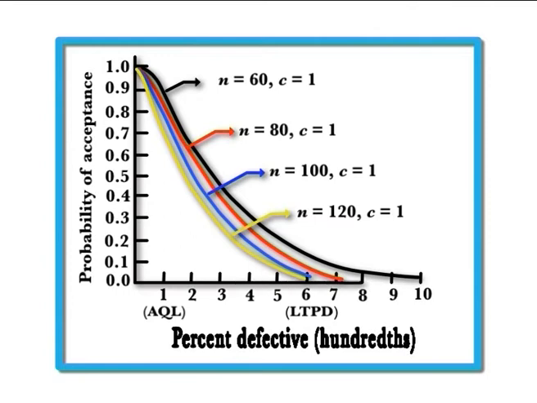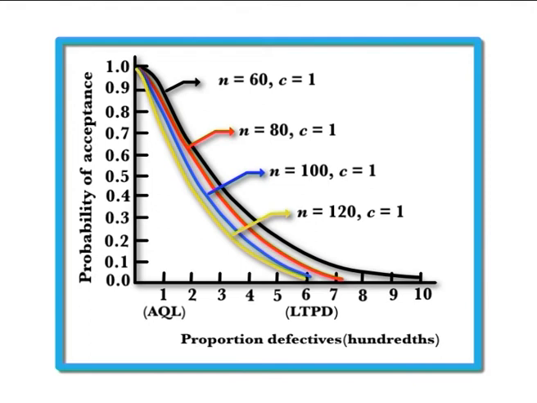The situation is explained in the following graph. Observe that when we keep C constant and n goes on increasing, the OC curve decreases sharply. That means the probability of acceptance goes on reducing. So, the risk for the producer is more.